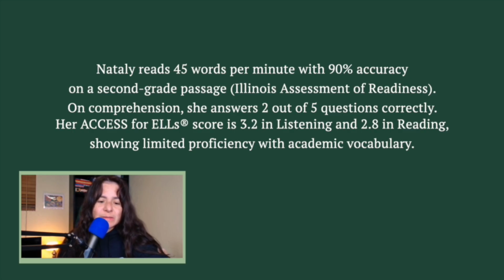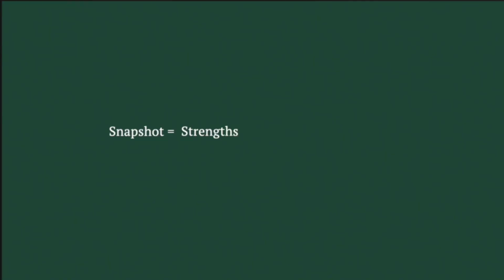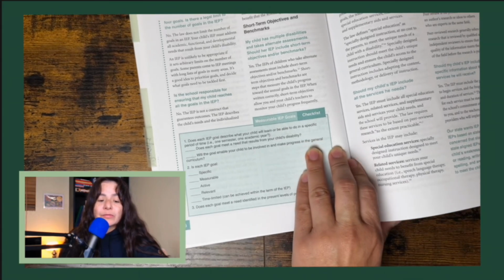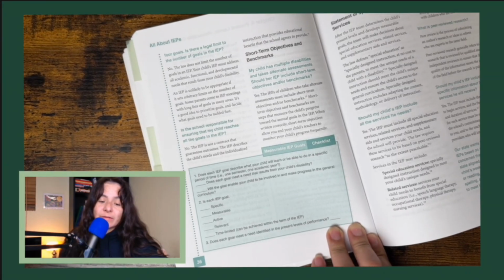This version is more specific, measurable, and gives both strengths and needs. It paints a better picture so we can build the goals from it. A snapshot: strengths plus needs plus data. Now we're going to move to how the present levels drive the rest of the IEP.